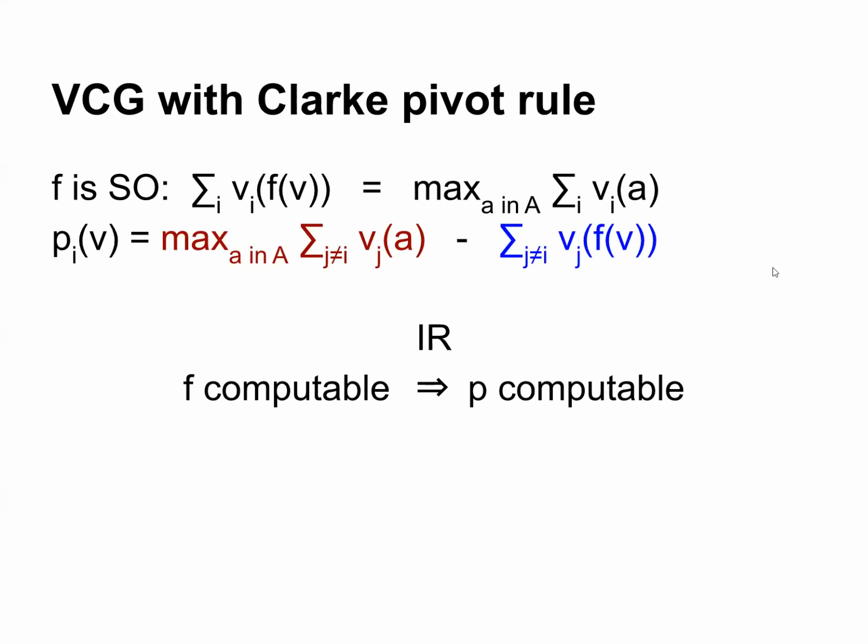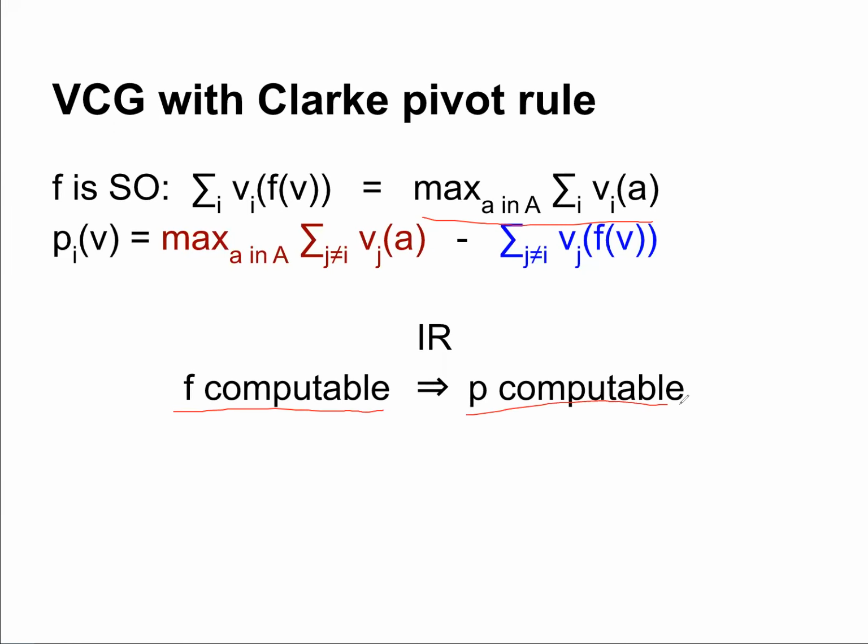So one other good property of the Clarke pivot rule is that if you know how to solve this problem, how to maximize the total users' happiness, if you can compute the social optimum, then you can also compute the prices. So computing the prices is not much harder. Here you're optimizing without user I, here you're optimizing with user I. But if you know how to solve this optimization problem, then you also know how to set the prices.